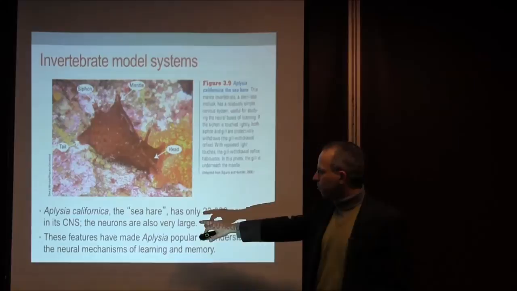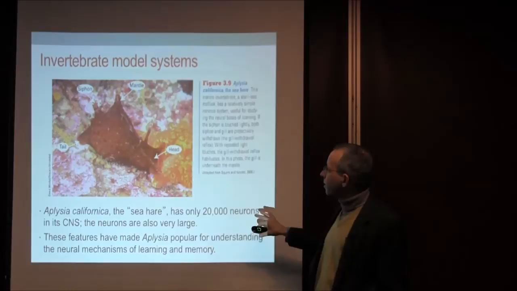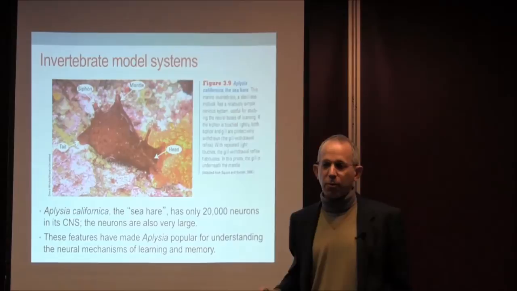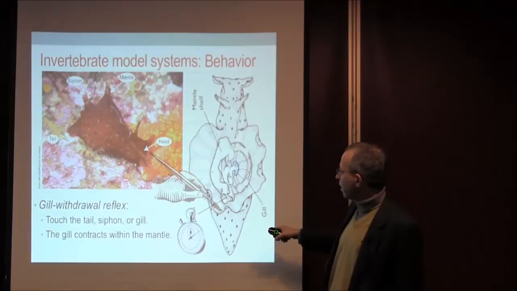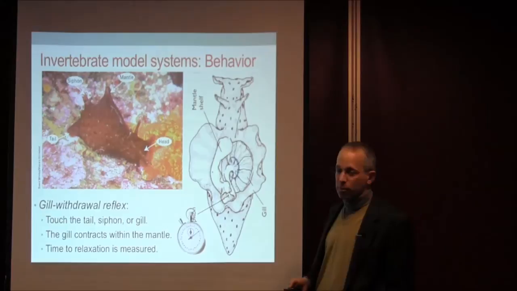So the Aplysia californica is also called the sea hare. It has only about 20,000 neurons, and they're very large, as you saw. And it's become popularized, particularly by Eric Kandel, who we'll come back to in a few minutes, at Columbia, as a predominant model for studying a lot of these basic mechanisms of learning and memory. You saw here this gill withdrawal reflex in the video. Basic idea is you touch the tail, and the gill contracts within the mantle. And the time to the relaxation is measured. So that's the relaxation, meaning coming back out again.